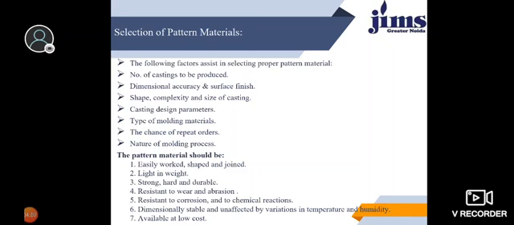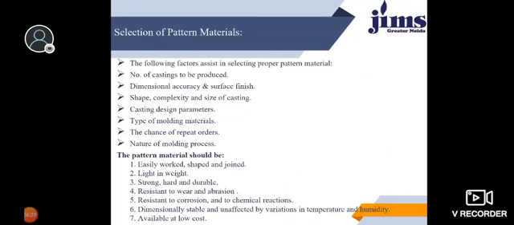Now, selection of a pattern material. How can we select the pattern material? There are certain factors. The following factors assist in selection of proper material. Those are the number of castings to be produced, how many castings we have to make from that pattern, it depends on that. Then dimensional accuracy and surface finish. What accuracy we want to achieve and what surface finish we want to achieve also depends on the type of pattern material.